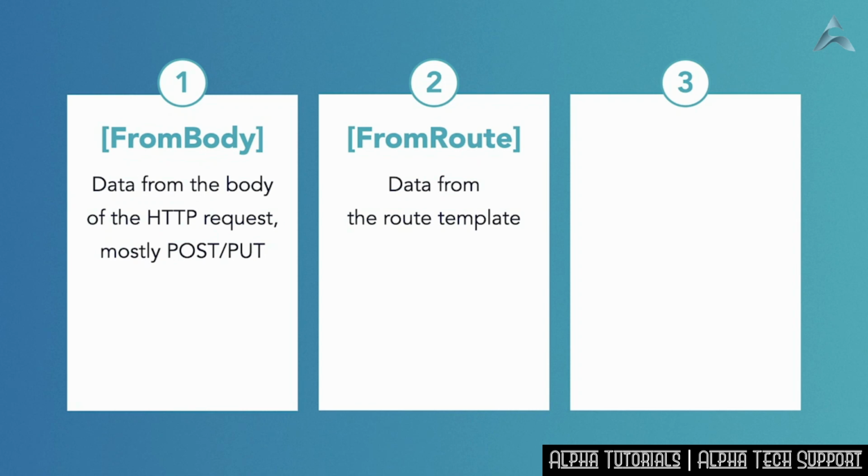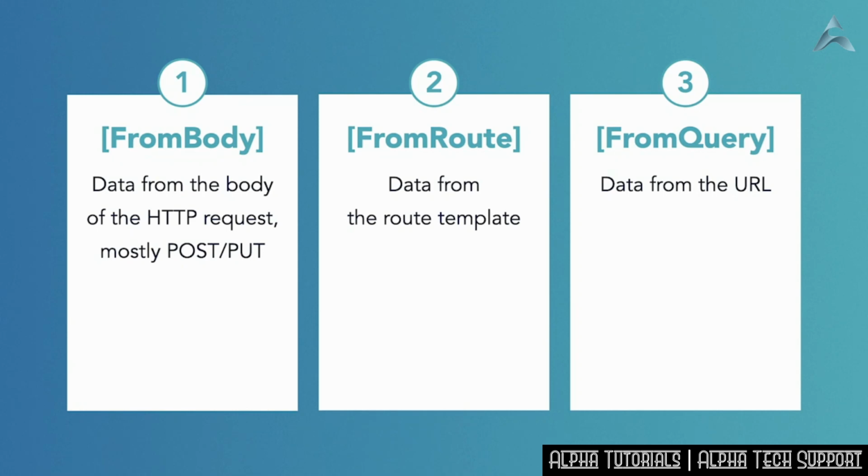We did not use from route there because Web API was clever enough to do that. But I'm always a big fan of being explicit there. Because what happens if there is an ID in the route and an ID in the HTTP request? So better make clear what your source is, and from route is basically doing that. And finally, we have from query, and that's data from the URL, from the query string, thus the name.